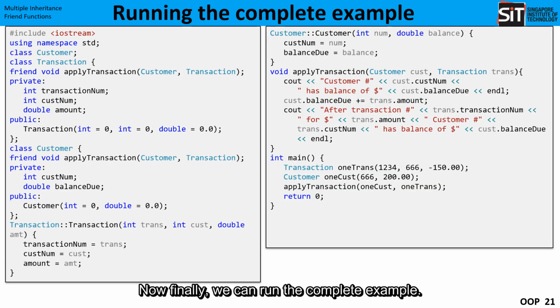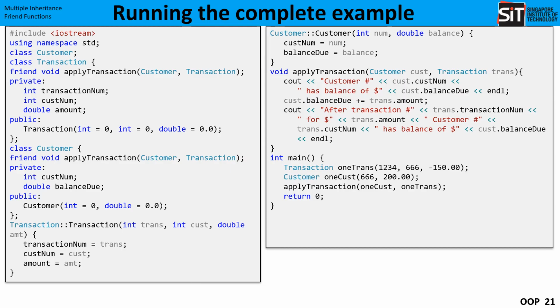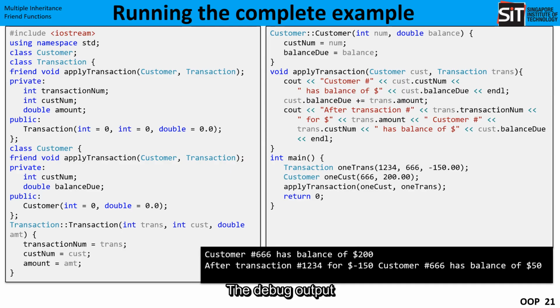Now finally, we can run the complete example. The debug output would show the display of the customer balance, followed by the transaction amount and the customer balance after the transaction. I think you get the idea now.